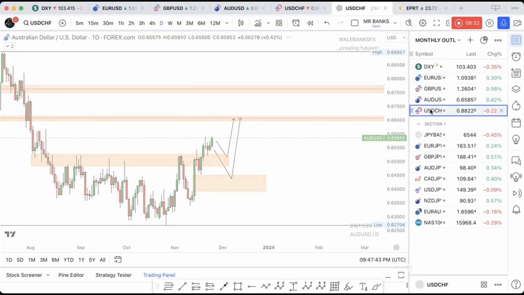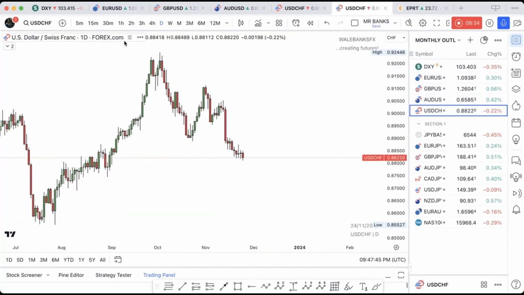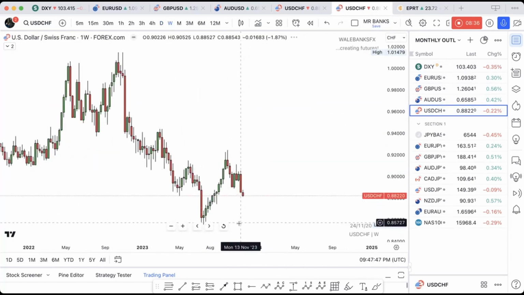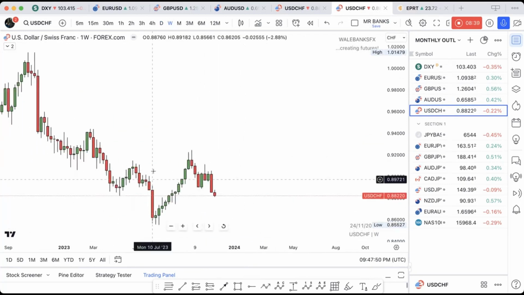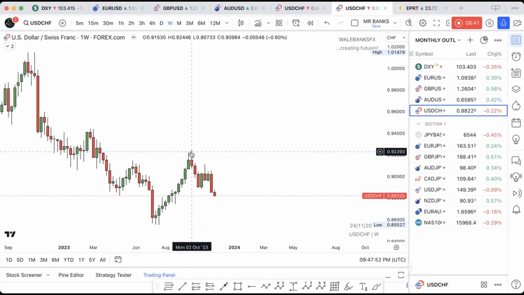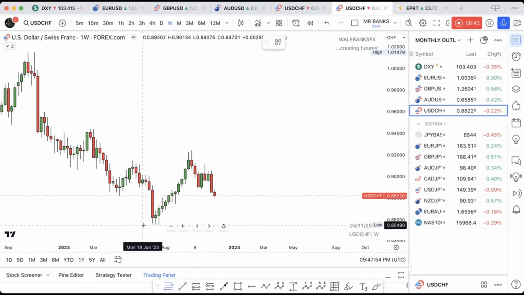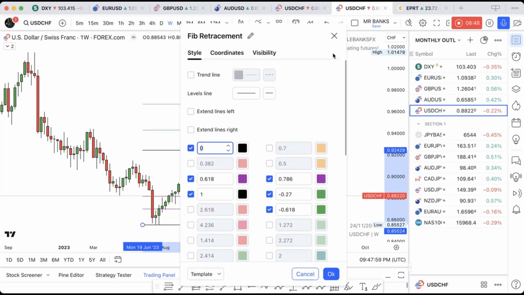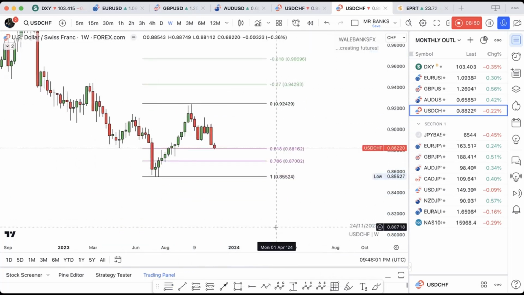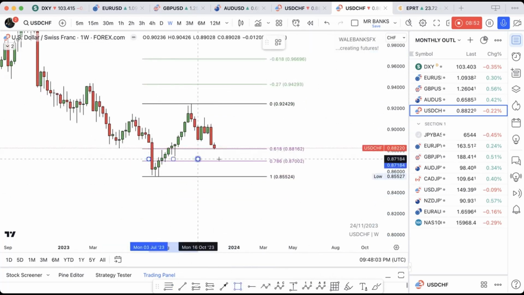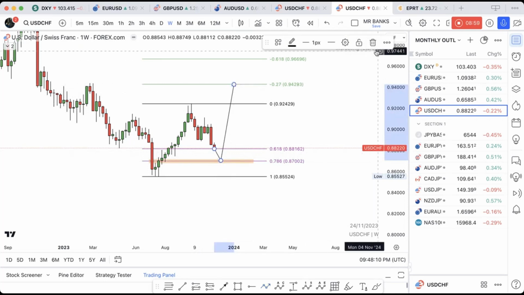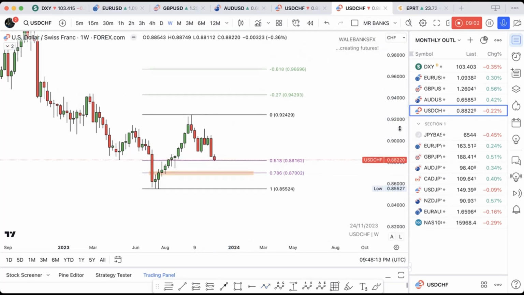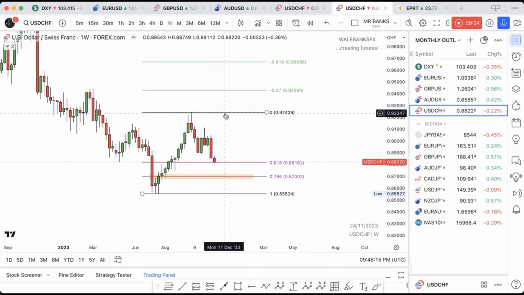And last but not the least is USD CHF. Now, if you look at the USD CHF from the weekly time frame, you can see that price expanded and looks like it's retracing. So we can apply the same method here. And price is already at 618. So we can also mark 786 to see if price will get there. Then we can expect a bullish move for the long term up here. All right.